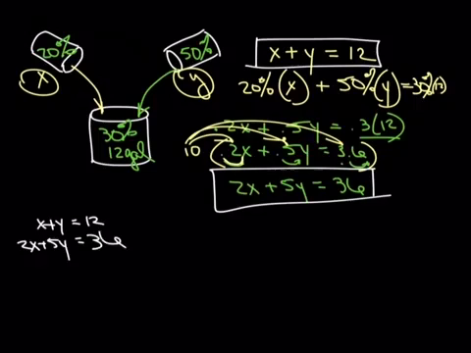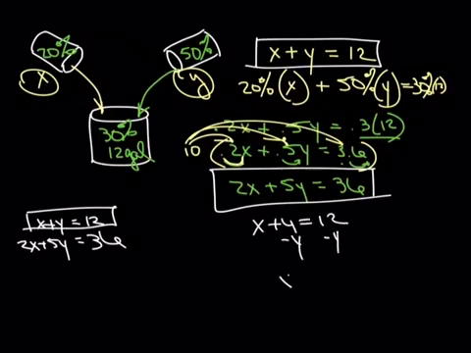Okay, so those are the ones I'm going to solve. I'm going to use substitution here, because this is a pretty easy one. I'm going to take that x plus y equals 12 and subtract y from both sides, giving me x equals 12 minus y. It's still the same equation, just rearranged.